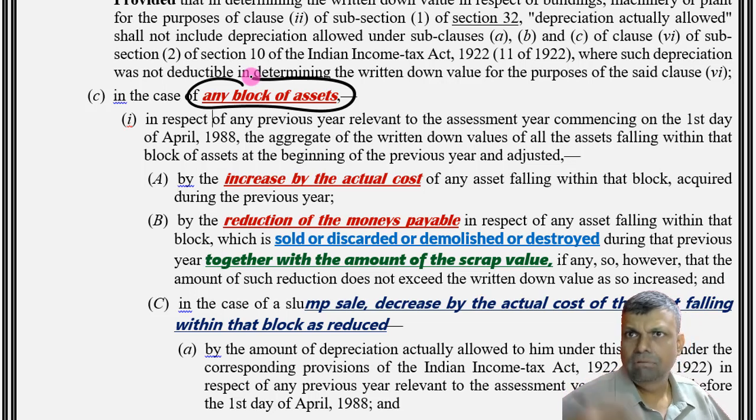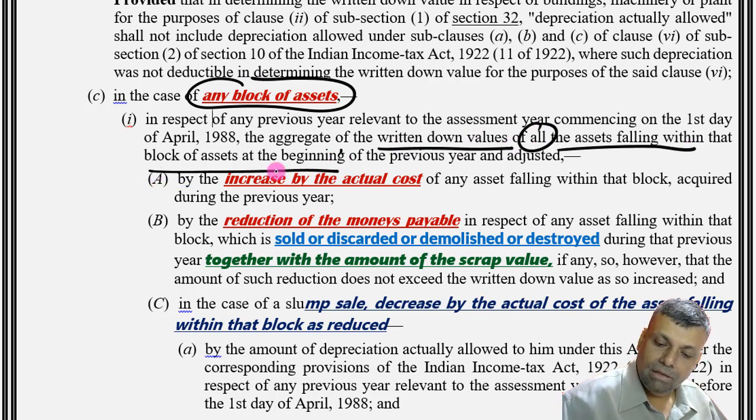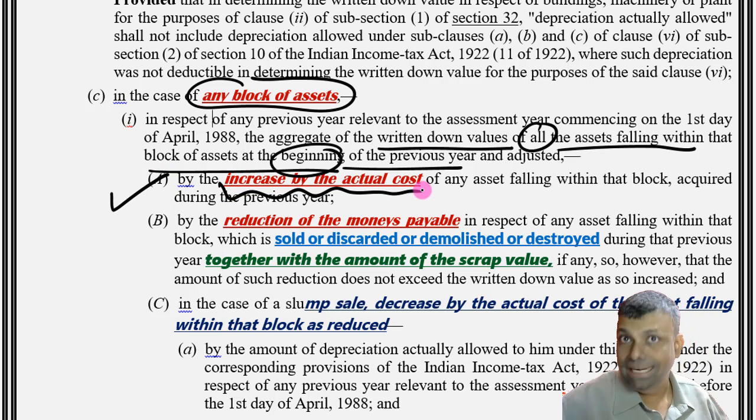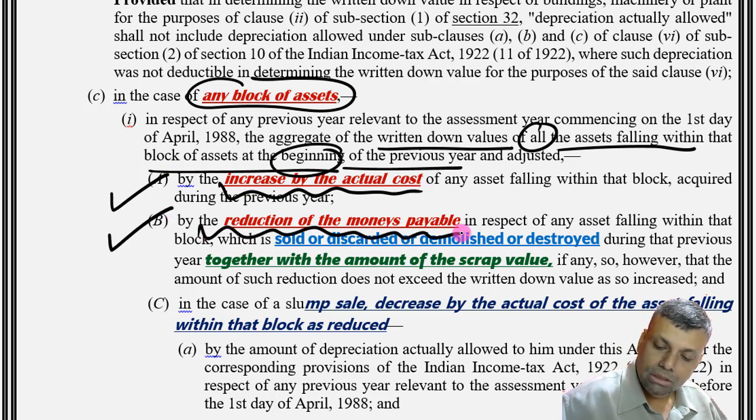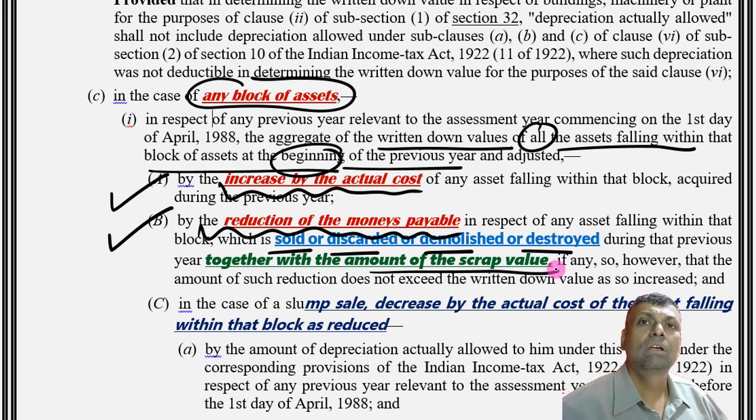This block of asset definition is whatever we had been using at all the places, like opening plus addition minus the sale. This standard format that we are using, look at this: the WDV of all the assets falling into that block at the beginning of the previous year, that is basically your opening WDV, shall be increased by the actual cost, that is the additions that we are already doing, and shall be reduced by the monies payable with respect to assets sold, discarded, demolished, destroyed, together with the amount of the scrap value, if any. In other words, the entire sale price gets adjusted in the block. In other words, friends, your block of the asset conceptually under the tax law is basically your net cost of all the years taken together, right from the inception or formation of that particular block of asset.